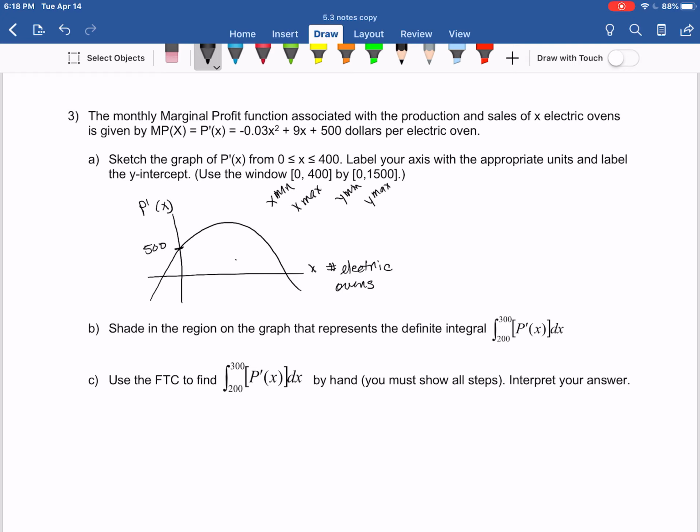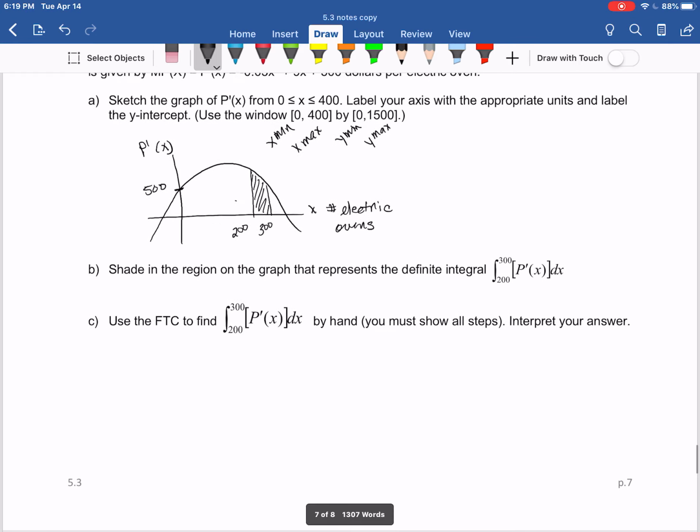In part B, we're going to shade in the region of the graph that represents the definite integral from 200 to 300. So that means we want to locate where X equals 200 over to X equals 300, which is somewhere in this neighborhood. And the integral says that's the area between the curve and the x-axis. Next, in part C, we're going to use the fundamental theorem of calculus to compute that definite integral of P prime. We're going to show all of the steps, which means if you were doing this for me on a test question, I want to see all of your work.